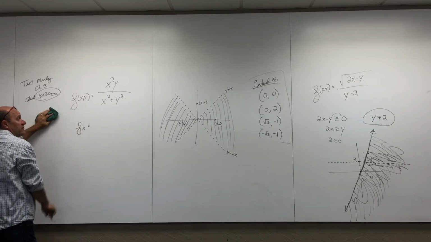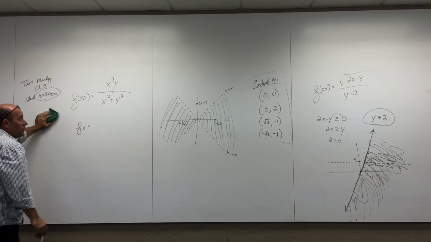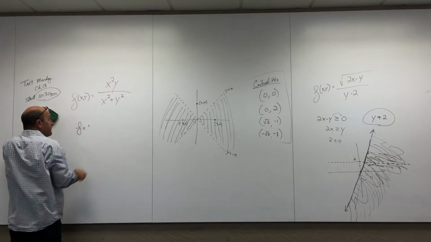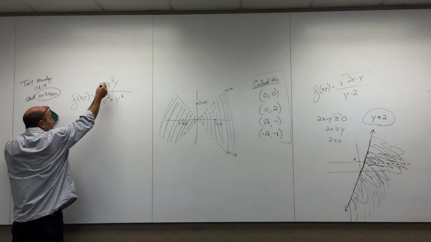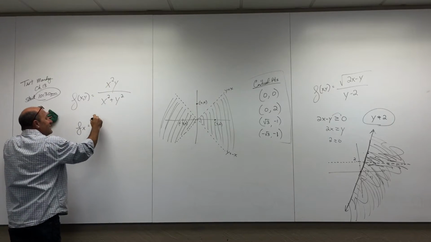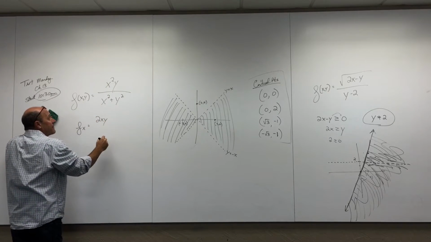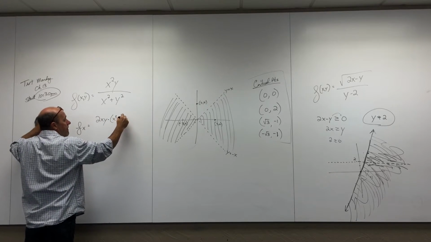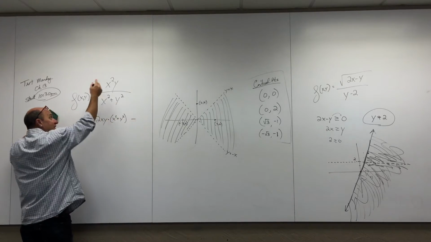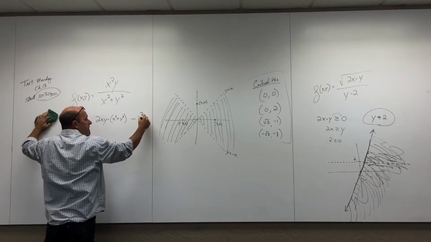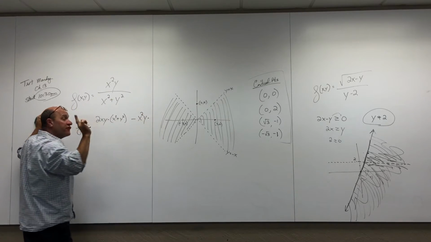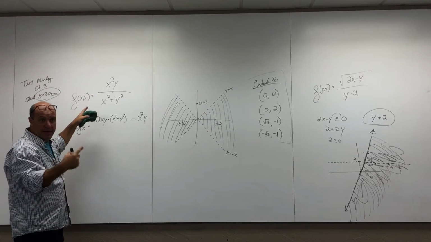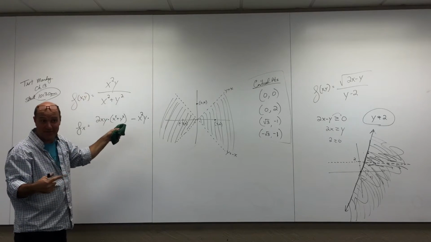x, the quotient rule would be the derivative of the top with respect to x, 2xy, times the bottom, minus the top times the derivative of the bottom. So that's the quotient rule: derivative of the top times the bottom minus the top times the derivative of the bottom.